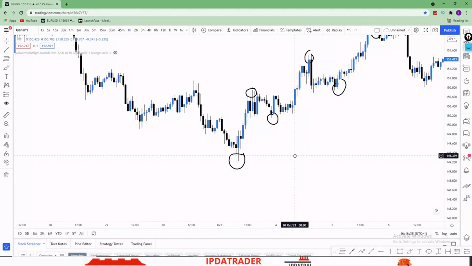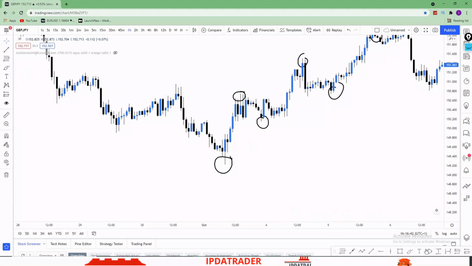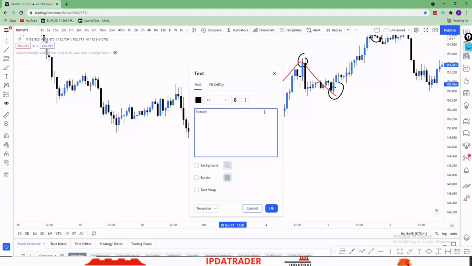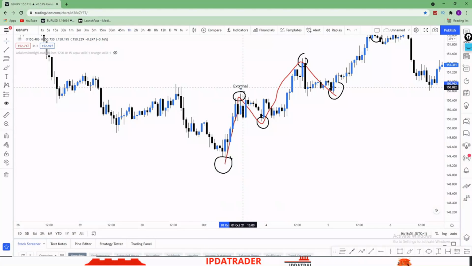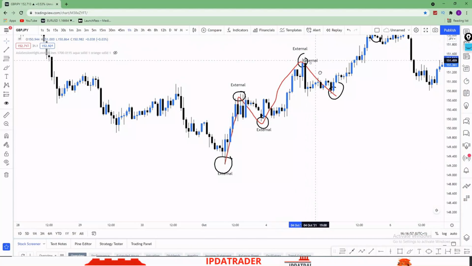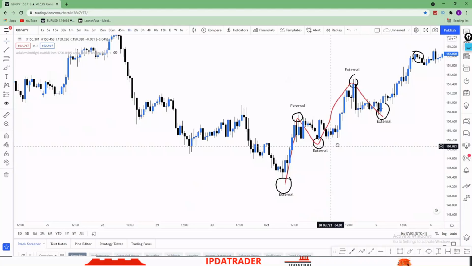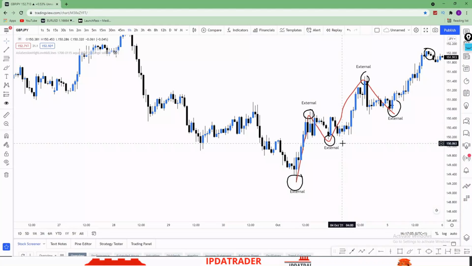We also have candlestick structure, which is essentially your internal trend, right? The points over here are considered your external structure. External, right? All these points over here are considered your external structure. Over here, external, external, external. But in between, we have what we call in smart money concepts internal structure. And that internal structure is absolutely determined by the candlesticks, right?